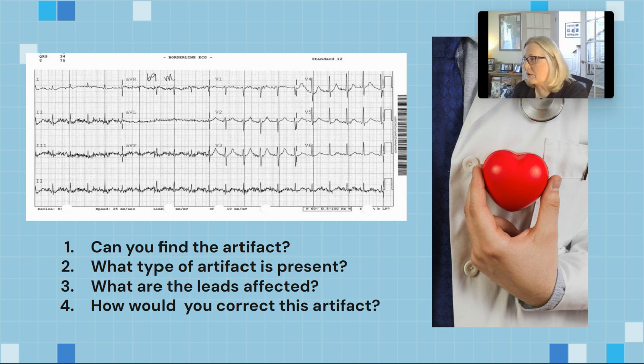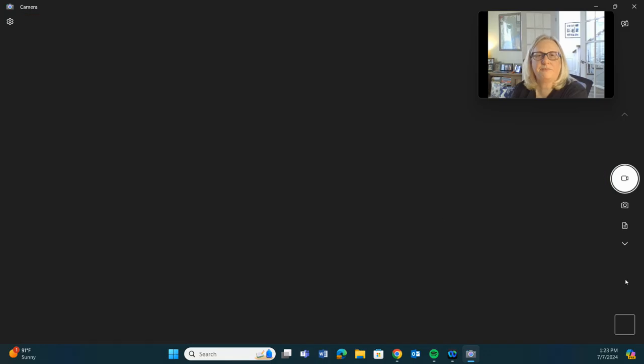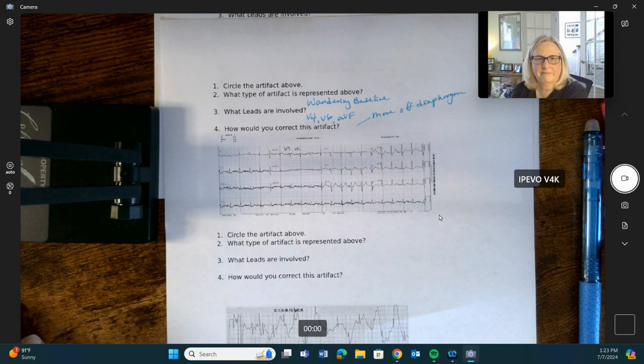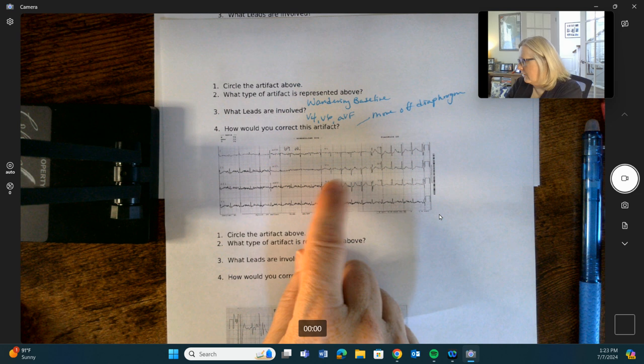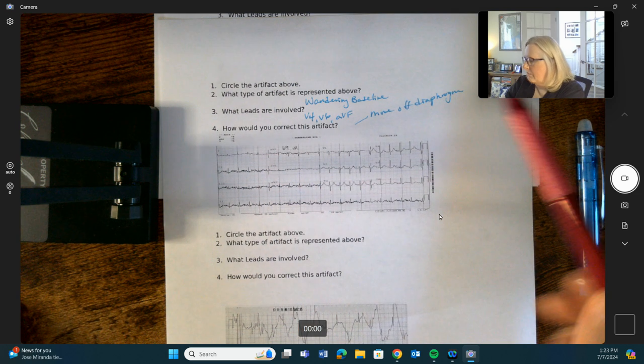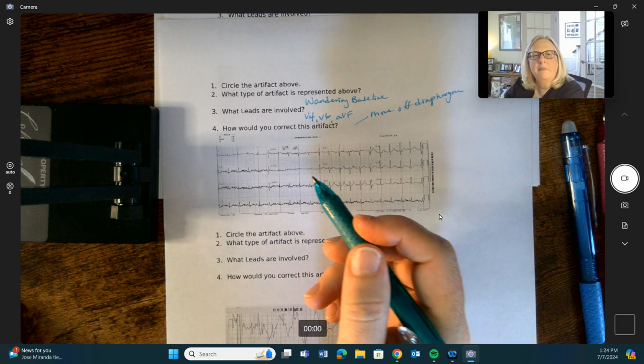All right, let me put my picture up too. We can do this together. Okay, here it is right here. It's the green one this time.